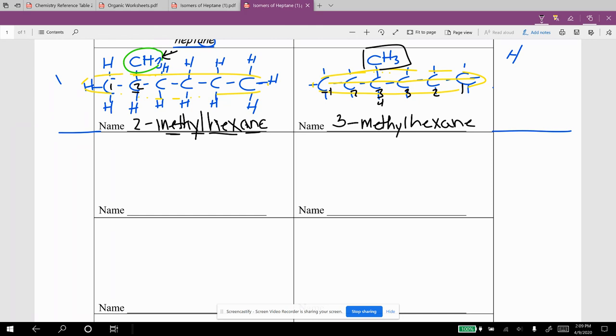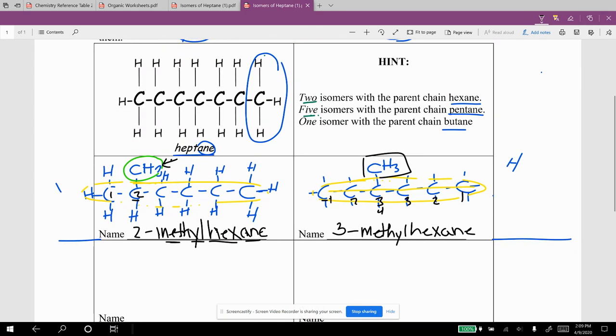Okay, so if I go back to the top of my page, I have just done the 2 isomers with the parent chain of hexane. So basically I took 1 off of the end and I placed it somewhere else inside the molecule. So I went from a 7 carbon chain to a 6 carbon chain. Now I'm going from the 6 carbon chain to the 5 carbon chain. 2 carbons to place. Now we're going to do those.